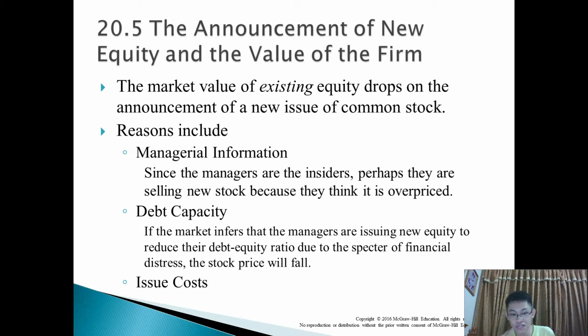The second one is debt capacity. If the market infers that managers are issuing new equity to reduce their debt equity ratio due to the specter of financial distress, the stock price will fall. The third one is issue costs. As we will discuss in the next session, there are substantial costs associated with selling securities. Whatever the reason is, a drop in stock price following the announcement of a new issue is an example of the indirect costs of selling securities.